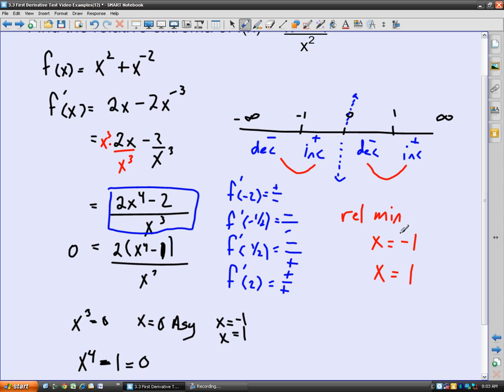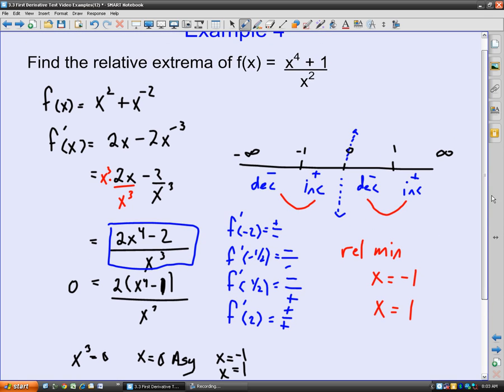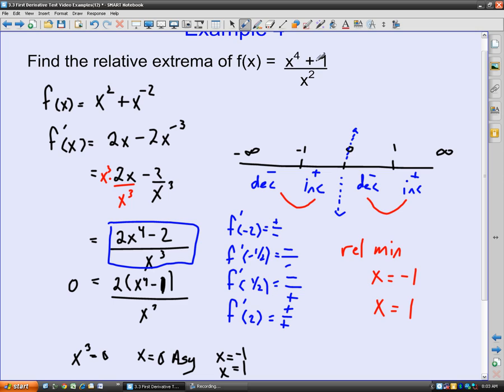If I put -1 back in here, I end up with 2 on top over 1, so the ordered pair would be (-1, 2). If I put 1 in, again, I get 2, so I get (1, 2). I get 2 for my y value. So those are the relative minimums if they're asking for points. There is no maximum, even though it kind of looks like it. When you have asymptotes, you've got to be careful of those things to make sure that they are not in the equation.